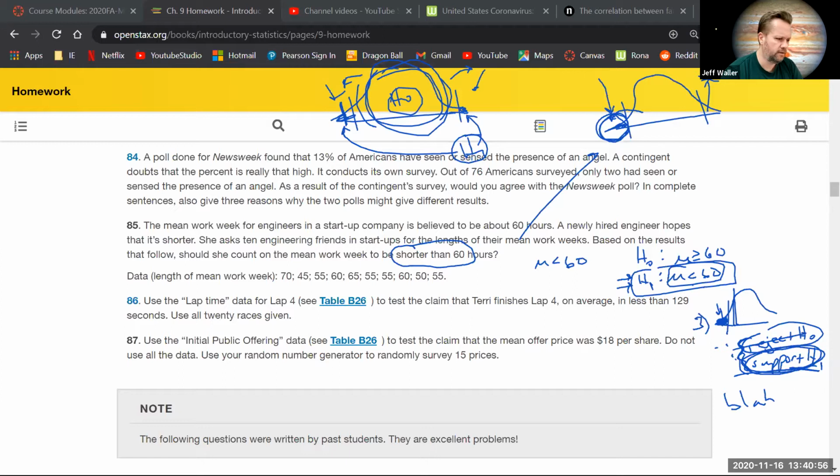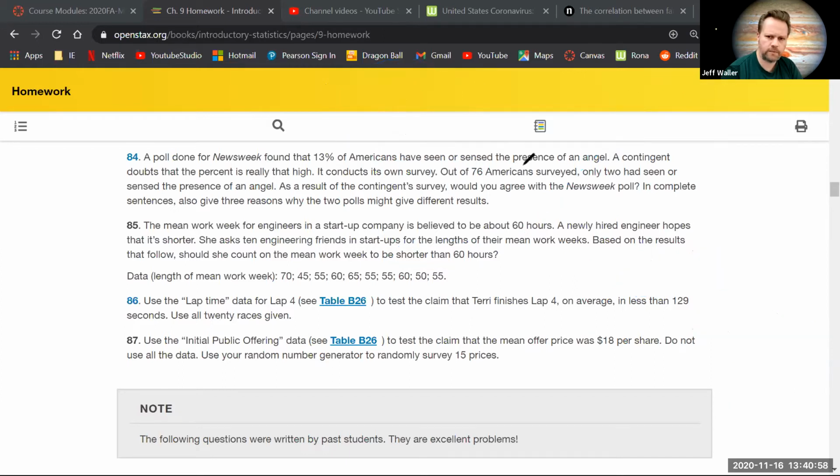Explain. Let me clear all my drawings. All right. What part do you need further explanation about? Did everybody understand how to determine what language to use in the conclusion? It's all about what your claim is, right?